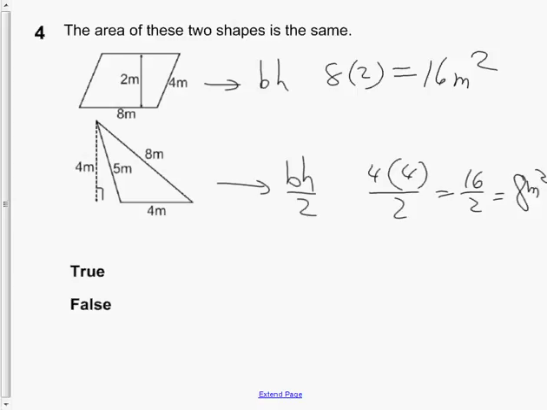Are they the same? No, they are not. So the answer is false. They are not the same.